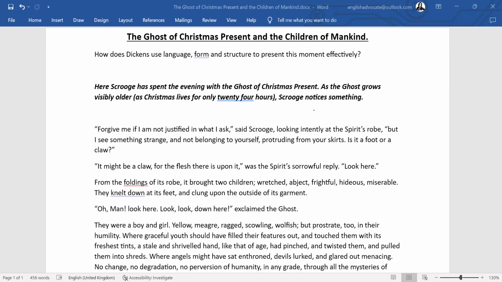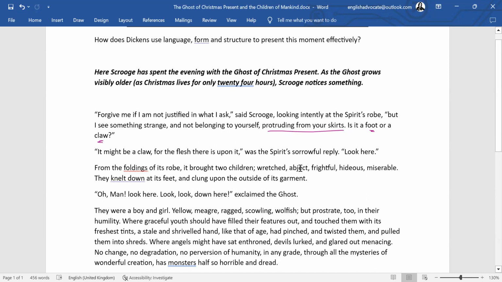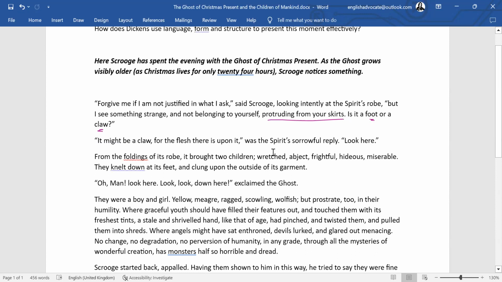But we can see that Scrooge notices that there is something protruding from his skirts. And this doesn't mean he's in a dress. It means that he's got big, long robes around his legs. And Scrooge can see something that he thinks may be a foot, maybe a claw. And the spirit replies, I'm basically going to paraphrase this so we can check that you understand the meaning of it, that, well, it could be a claw, there's flesh upon it, but the spirit sounds kind of upset when he's saying, you know, look at it.